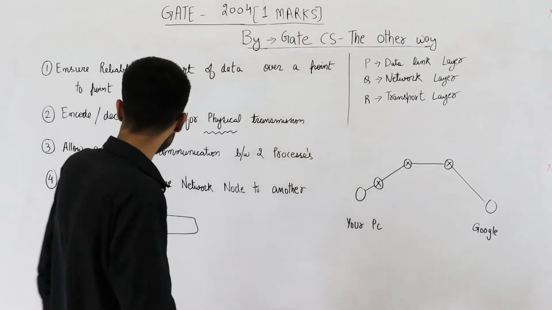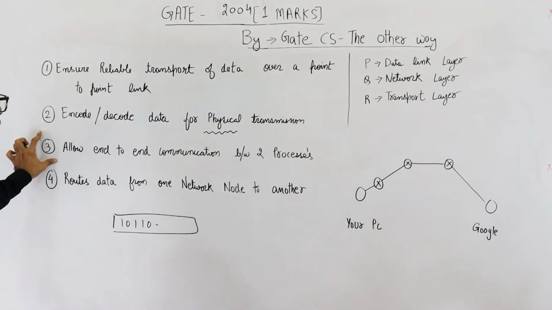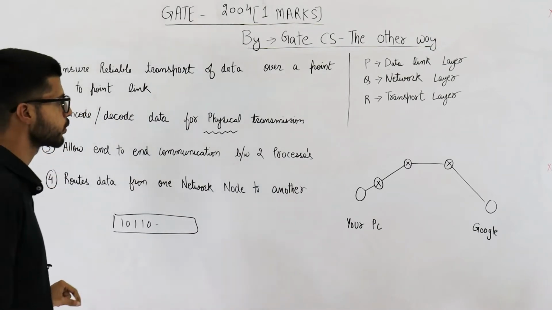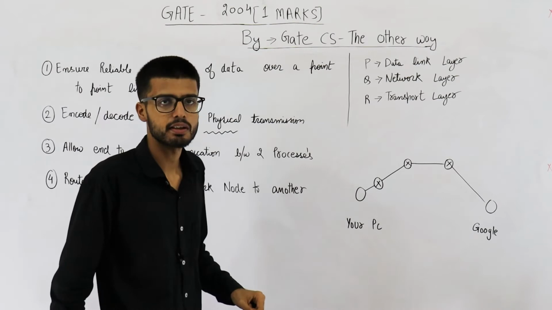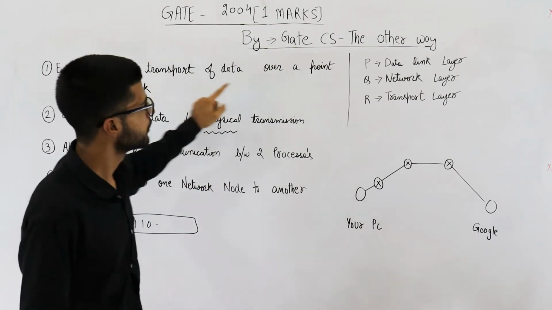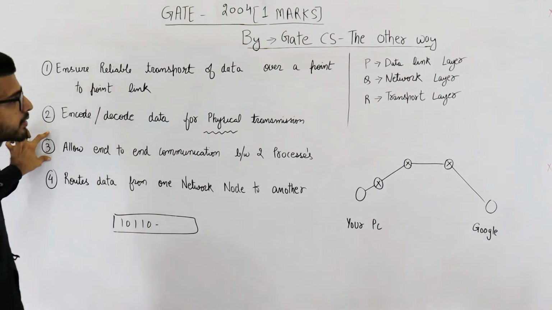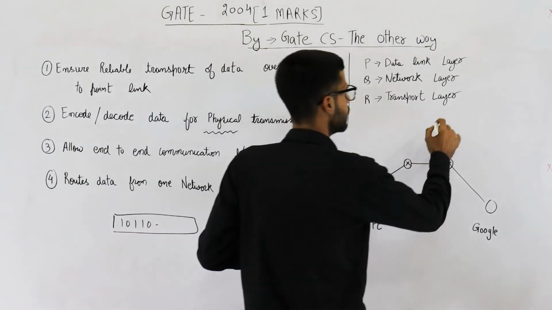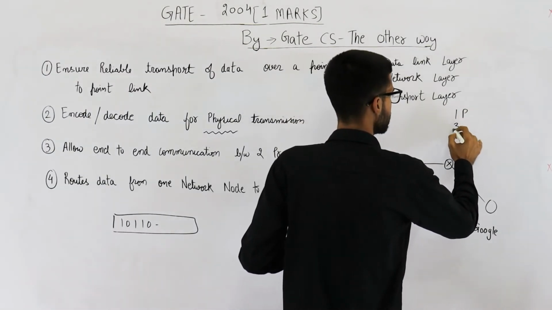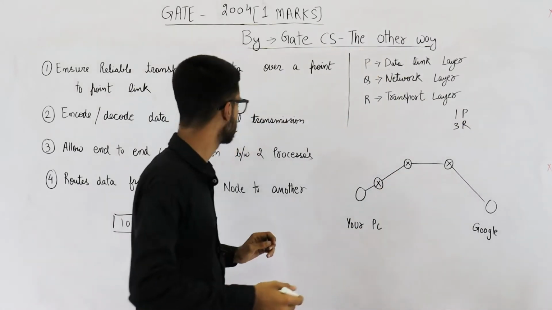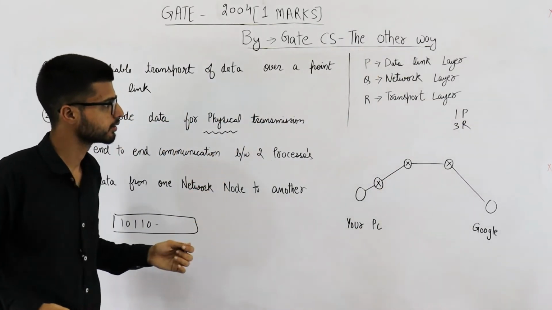Then point number 3 is allow end-to-end communication between two processes. It's transport layer. So 1 matches with P, for 2 we don't have any match, 3 matches with R. Let us write here 1 P, 3 R, and you can see 4th one will match with the Q.